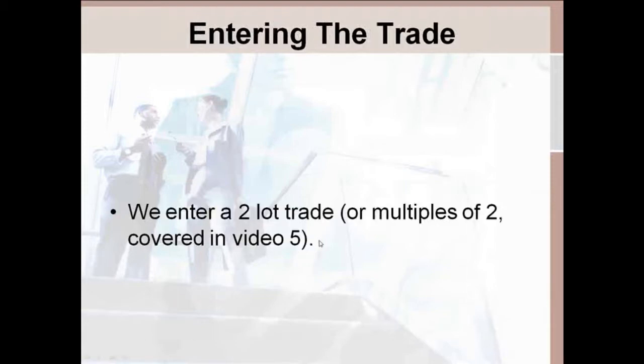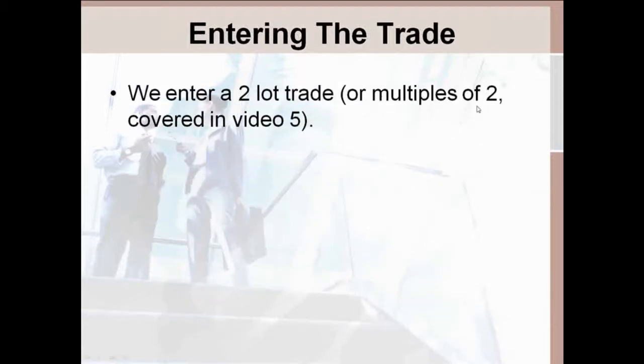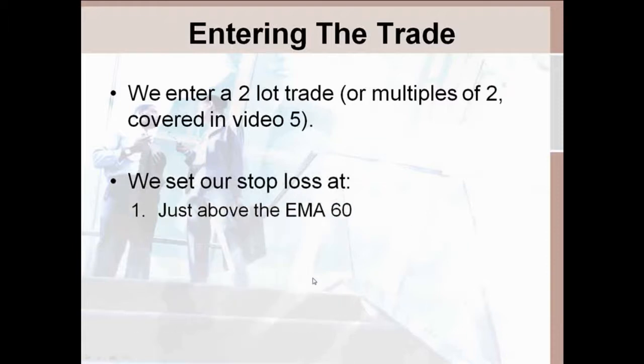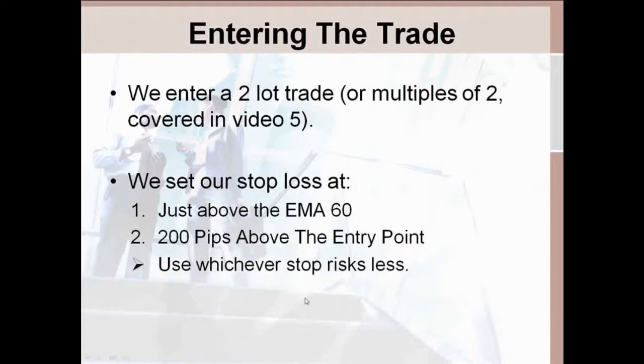And when we're entering a short trade, we're going to enter with 2 lots or multiples of 2, which I'll talk about in video 5, but for now let's just say 2 lots. And we're going to set a stop loss to protect ourselves from bigger losses. We're going to use one of 2 rules to set our stop loss. We're either going to set it just above the EMA 60, or we're going to set it 200 pips above the entry point. In a faster moving market, you would probably use the 200 pip rule. Most of the time, you'll probably set it just above the EMA 60. I would set it 20 pips back or something from the EMA 60 and use that. And we're going to use whichever stop risks less money.